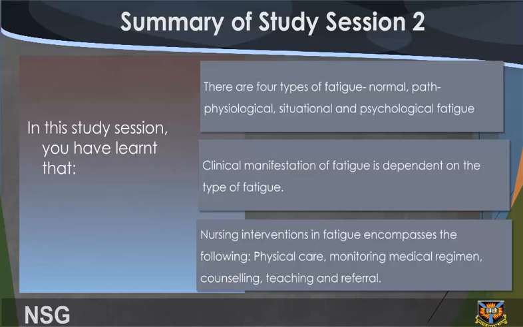Summary. In this study session, you have learnt that there are 4 types of fatigue: normal, pathophysiological, situational and psychological fatigue. Clinical manifestation of fatigue is dependent on the type of fatigue. Nursing interventions in fatigue encompasses the following: physical care, monitoring medical regimen, counseling, teaching, and referral. End of study session 2.